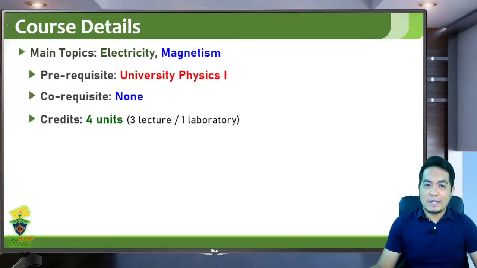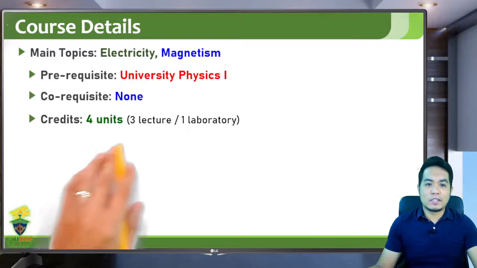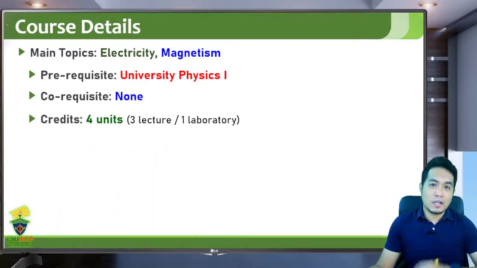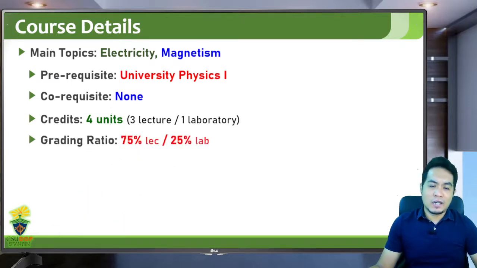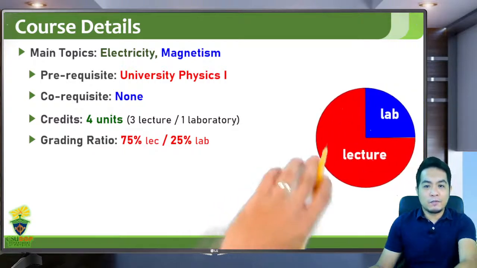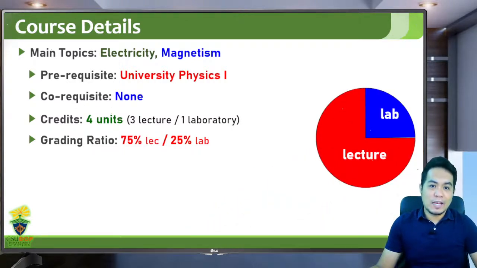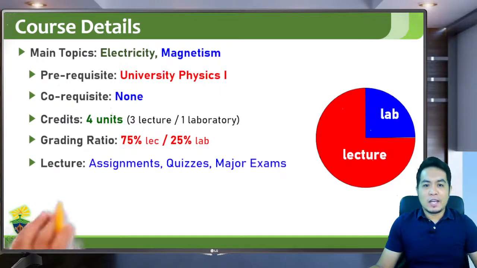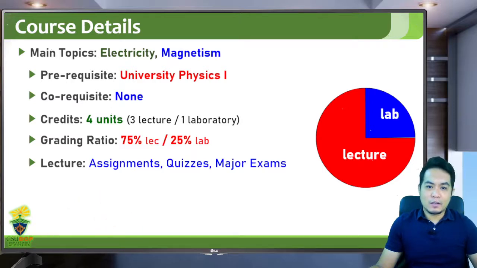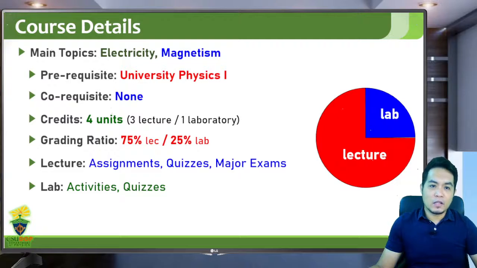You will be given 4 units of credit upon completion of this course, and the 4 units is divided into 3 units lecture and 1 unit laboratory. Because of this 3:1 ratio, the grading ratio will be 75% lecture, or 3/4 of your grade will come from the lecture, and 25%, or 1/4, will come from the laboratory. The lecture will be comprised of assignments, quizzes, and major exams, and the laboratory will also be comprised of activities and quizzes.